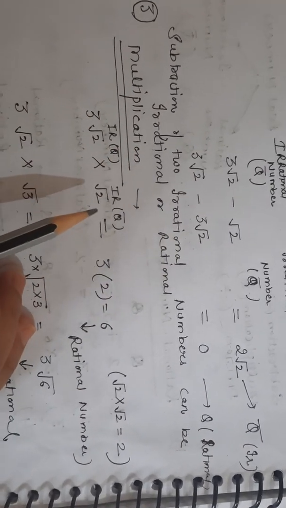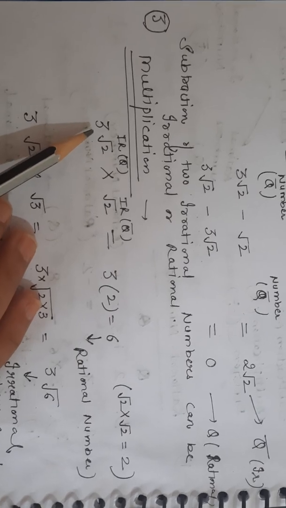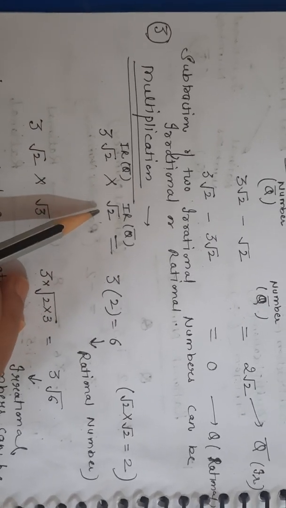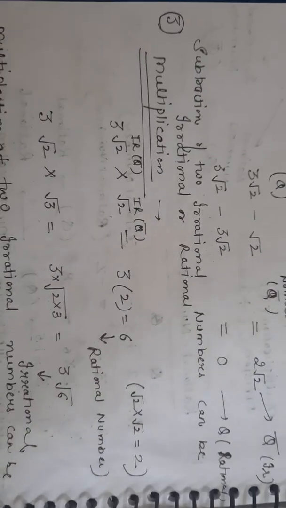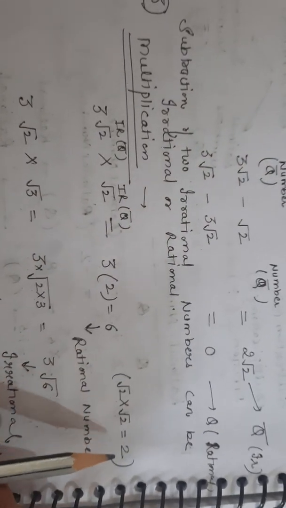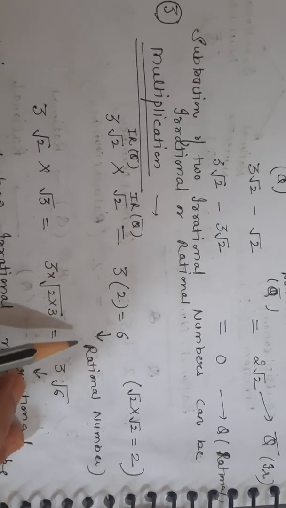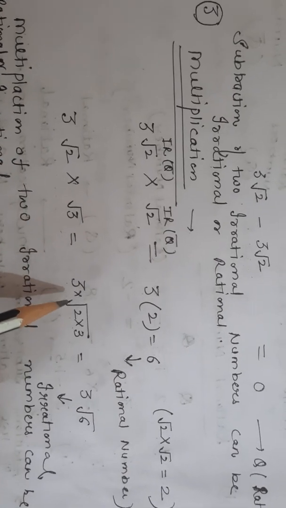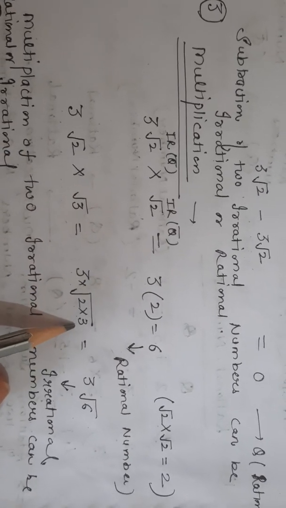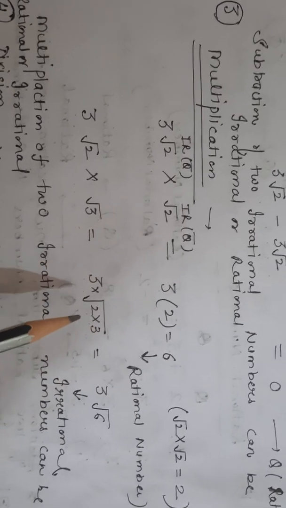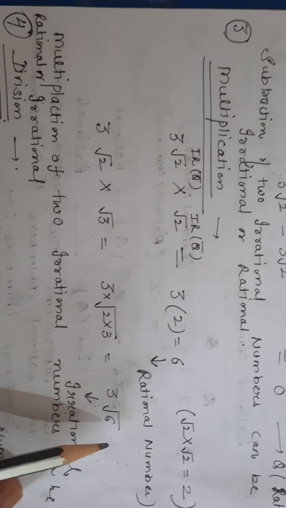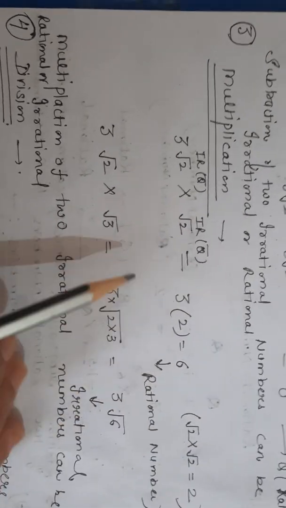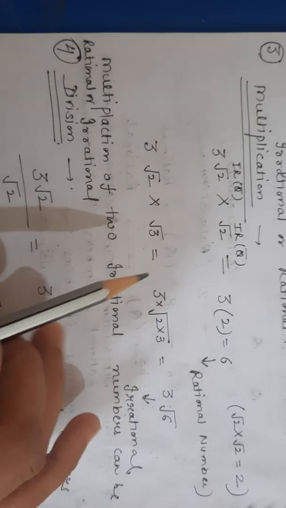Now multiply any two irrational numbers. Suppose in the first case I take 3 into root 2 and another irrational as root 2. Now root 2 into root 2 is 2, so this is 3 into 2. The answer is 6, which is a rational number. Now here, 3 root 2 into root 3. This is written as 3 into root 2 into root 3. I am going to discuss this property in my next lecture also. So this is 3 times root 6. Again it is an irrational number. So from here we have seen that if we multiply any two irrational numbers, the answer can be rational or irrational. It will depend on the irrational numbers.